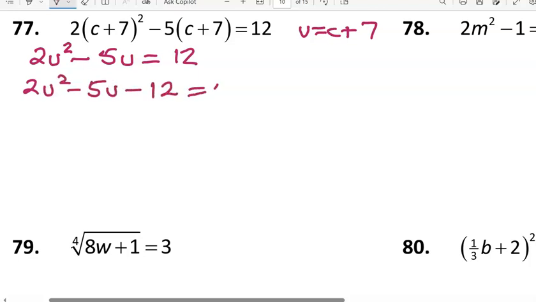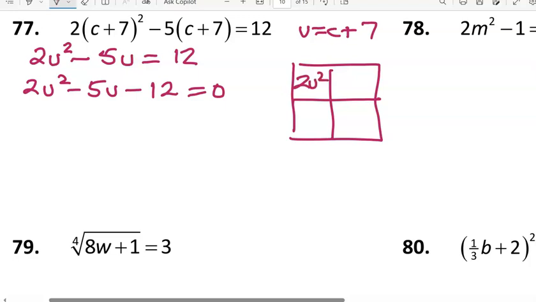I'm going to subtract 12 so that we have a 0 on one side, and now factor. First term 2u squared, upper left box, and last term, constant term, -12 in the lower right box. And 2 times -12 is -24. Factors of -24 that add to -5 are -8 and 3.